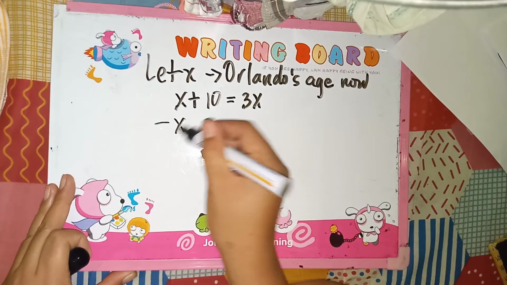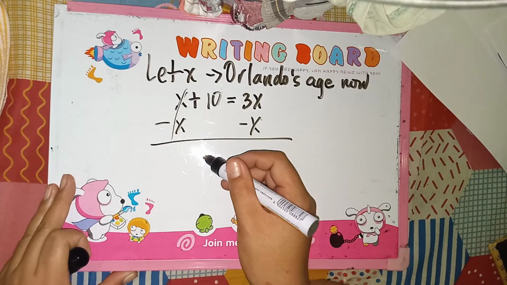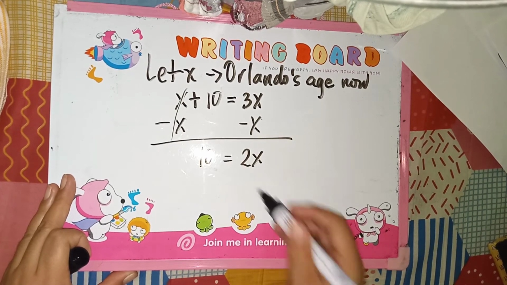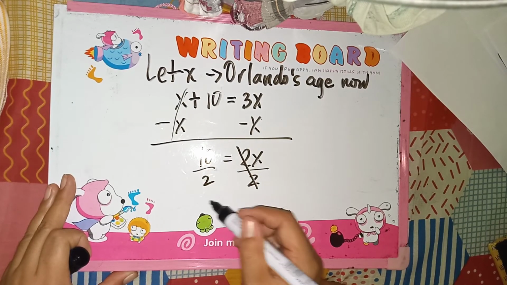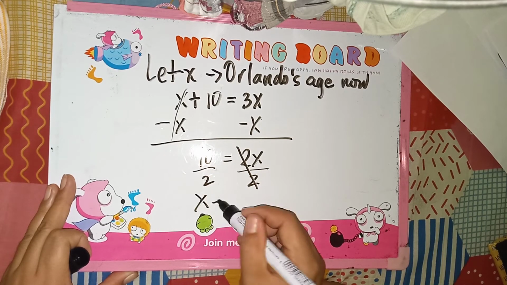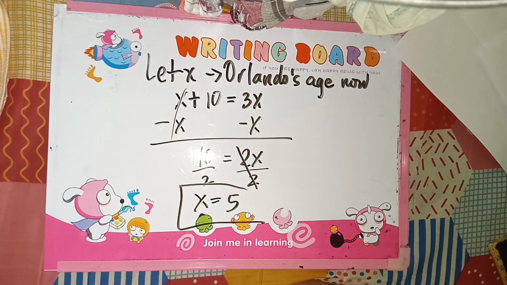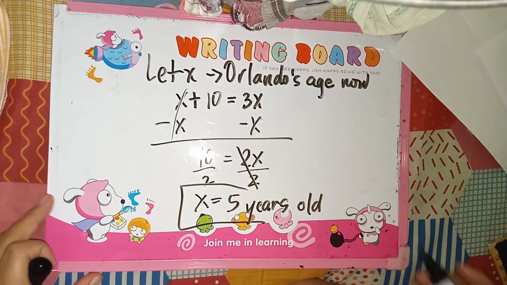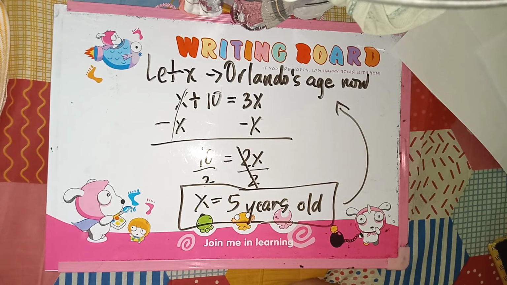So, we subtract x here. So, we will have that one canceled out. So, we have 10 equals 2x. Okay? So, we divide both sides by 2. So, we will have x equals 5. Okay? So, this is Orlando's age today. Ito yung 5 years old. It is Orlando's age now.